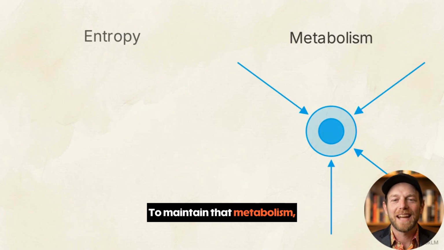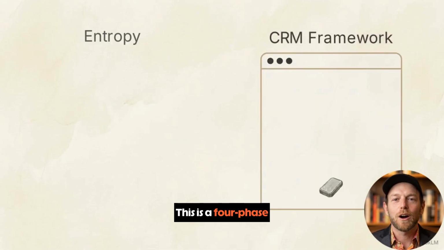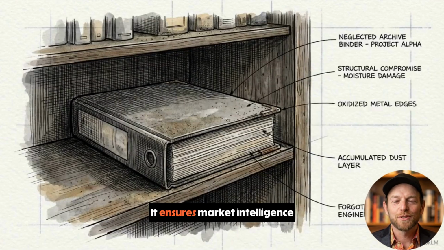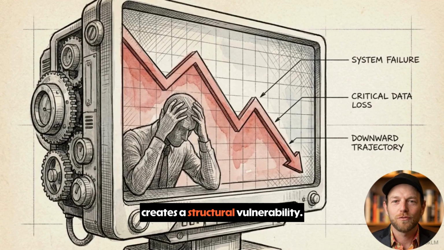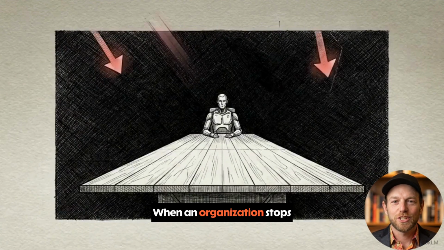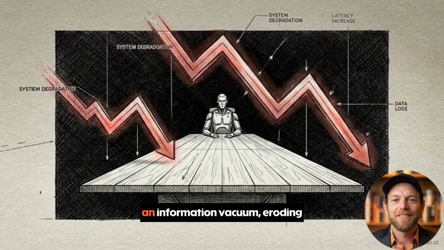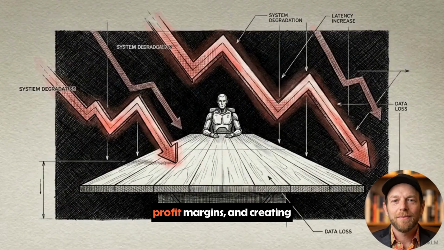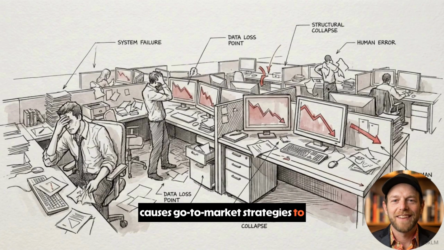To maintain that metabolism, you need the Osmosis Protocol. This is a 4-phase operational system built directly into your CRM framework. It ensures market intelligence is treated as a continuous governing muscle, not a periodic research project. Relying on proxy data creates a structural vulnerability. When an organization stops processing external reality, it begins making decisions in an information vacuum, eroding profit margins and creating the very entropy that causes go-to-market strategies to fail.